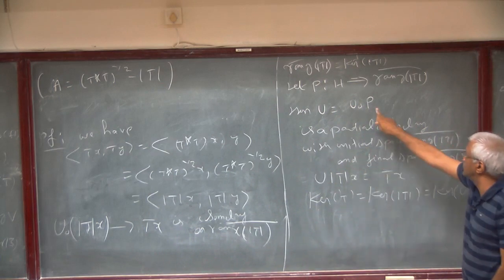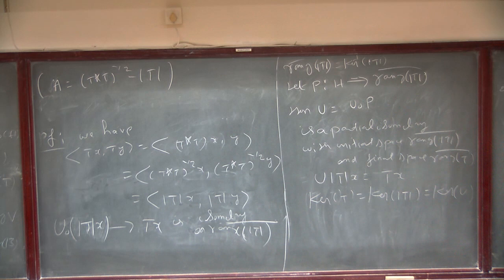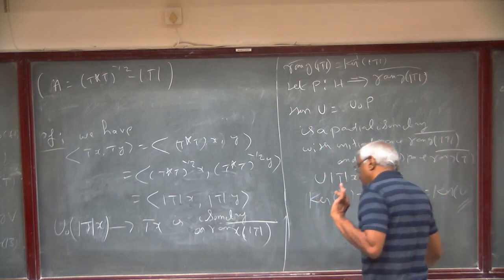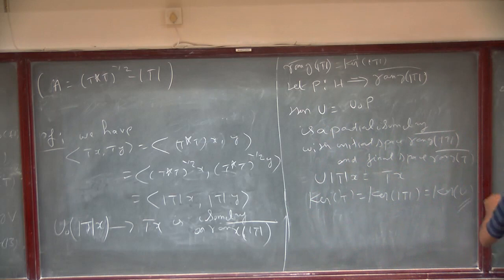the kernel of U is the kernel of P, which is the same as the kernel of mod T, right? Mod T star it should be, but mod T is self-adjoint, so it is the kernel of that. That is clear. Okay. So now we want to see the uniqueness.